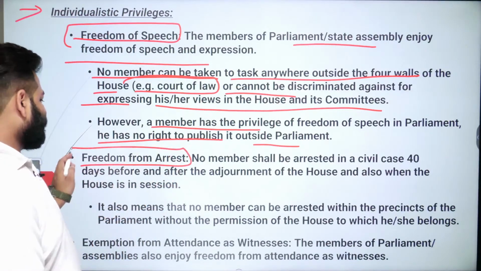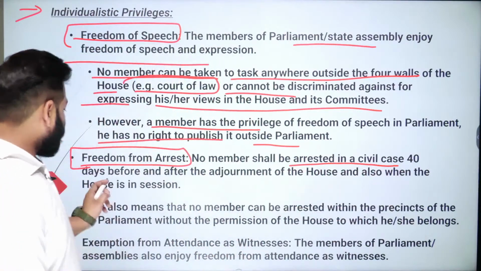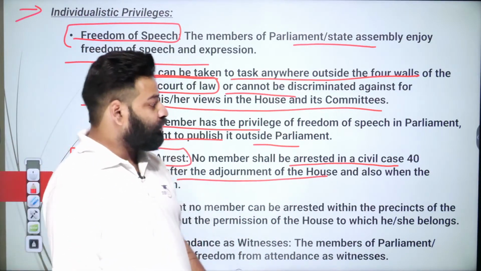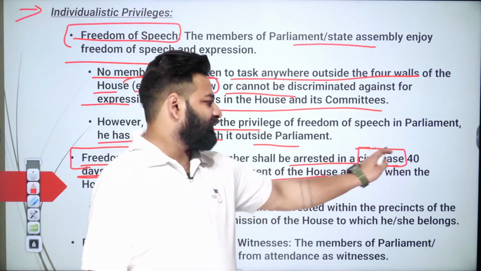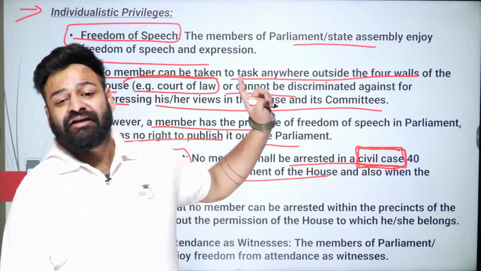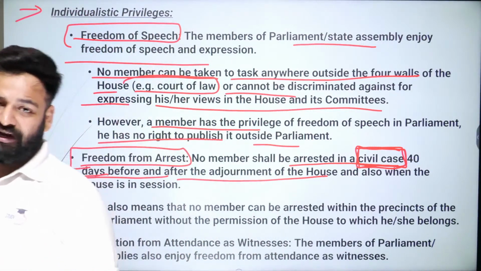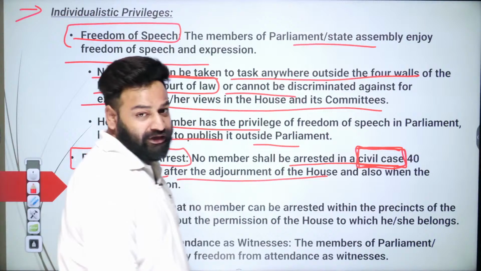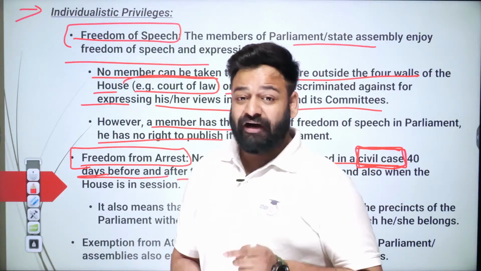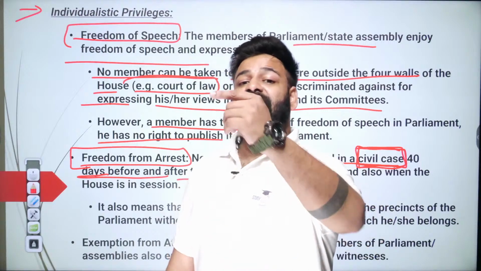Freedom from arrest. That means no member shall be arrested in a civil case 40 days before and after the adjournment of the house. Remember, only and only civil cases. We are not dealing here with criminal cases. If there is any arrest to be made against a particular member of parliament in any civil case, the arrest cannot take place 40 days before the session and 40 days after the session.